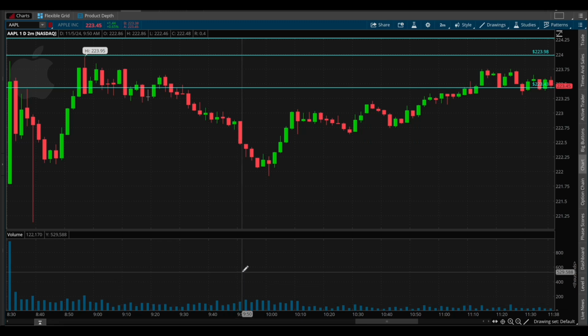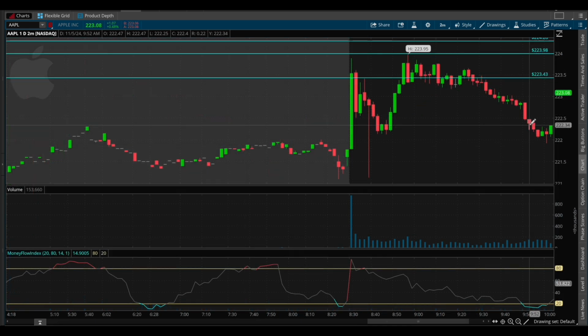So I really hope this makes sense now that I've given a breakdown of both the volume and of course what the candles are doing at this time. Yeah, and essentially that's just how I played this for today.